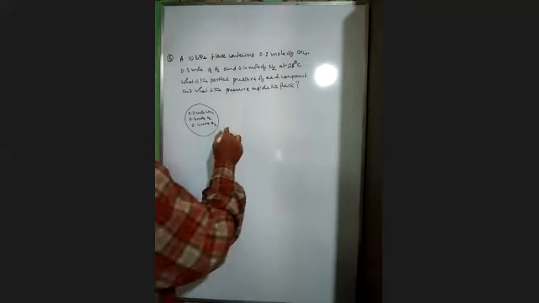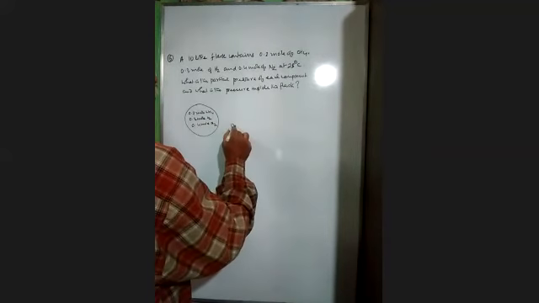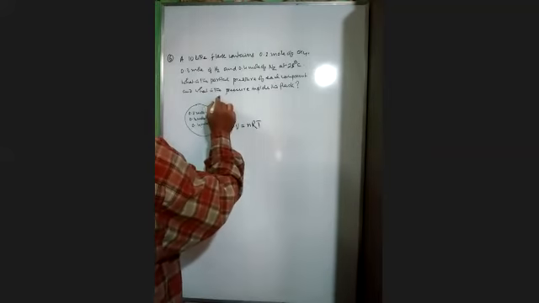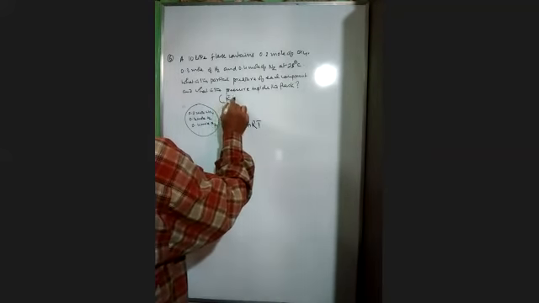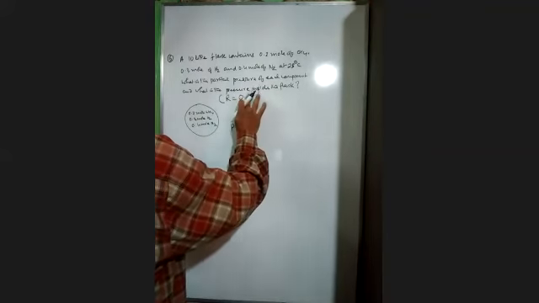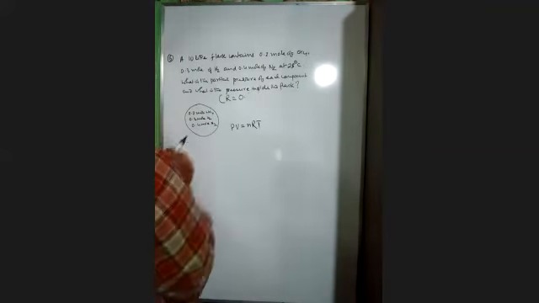So what equation do you have to use? You have to use equation PV is equal to nRT. So you require the value of R. Okay, so it is 0.821.